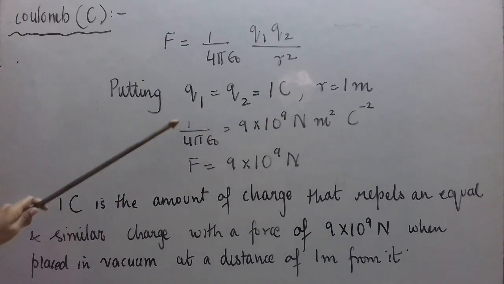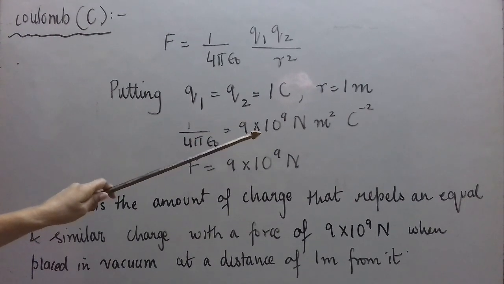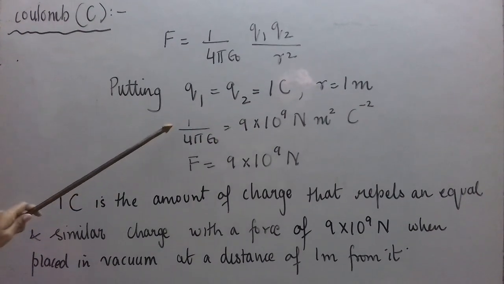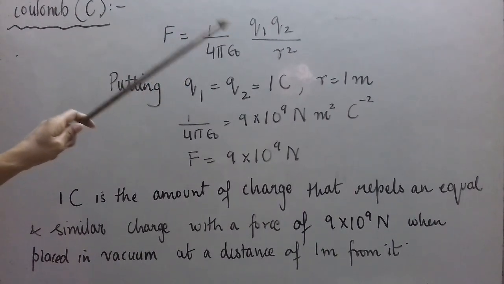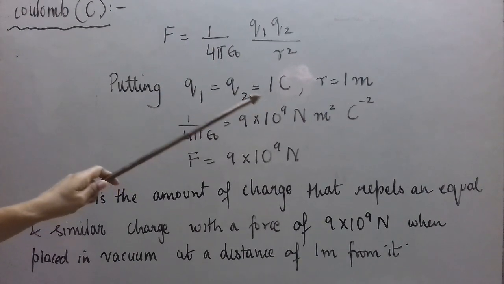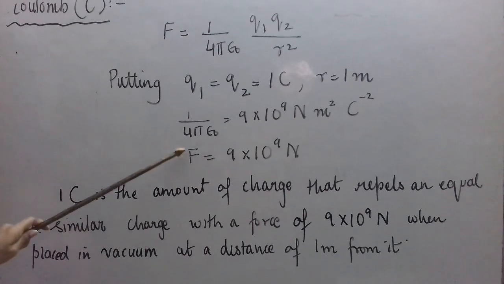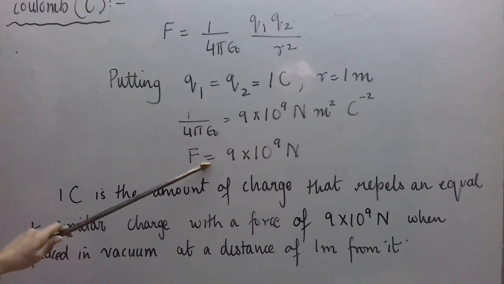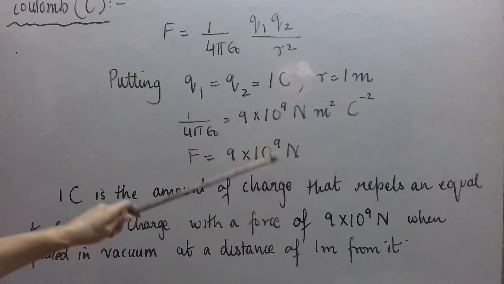We know the value of 1 upon 4 pi epsilon naught is 9 into 10 raised to 9 Newton meter square per coulomb square in SI system. So when we take magnitude of each charge to be 1 coulomb and distance between them as 1 meter, and after putting these values, the value of F can be calculated, and it is found to be 9 into 10 raised to 9 Newton.